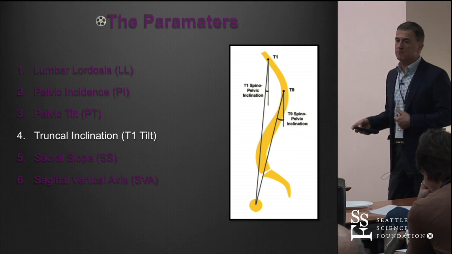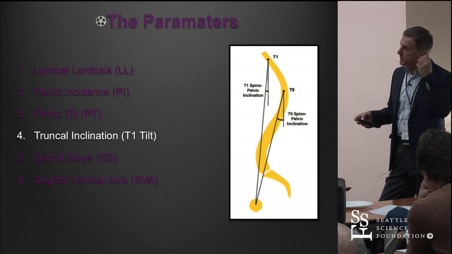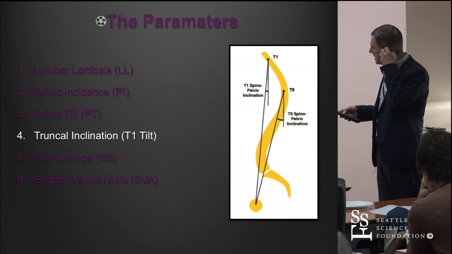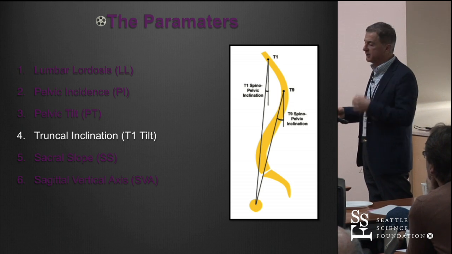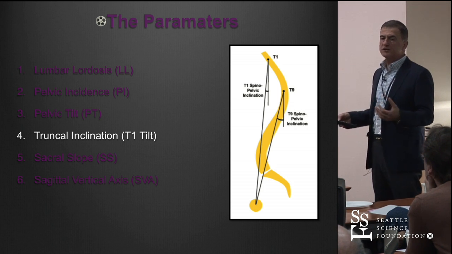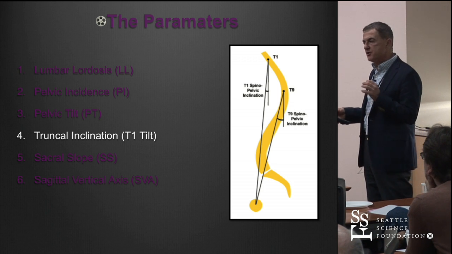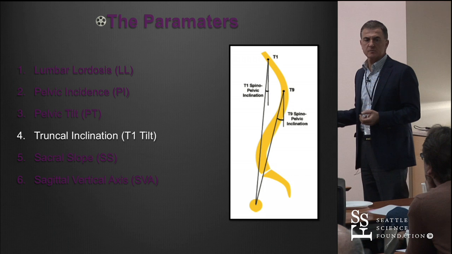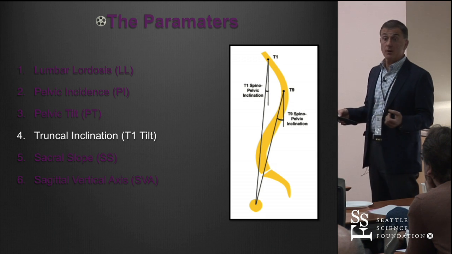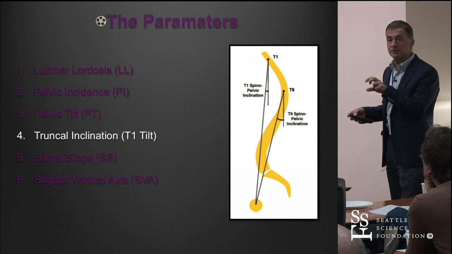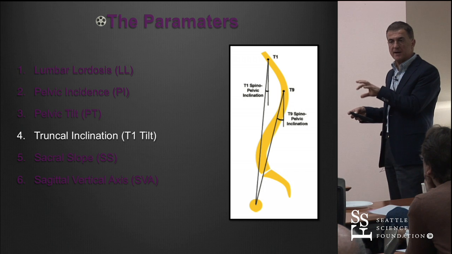So one parameter that's been recent over the past couple of years is the truncal inclination, and we call that T1 SPI. What is T1 SPI? T1 SPI is basically an angle. And the reason you want to measure T1 SPI is because it takes out the calibration equation from SVA.